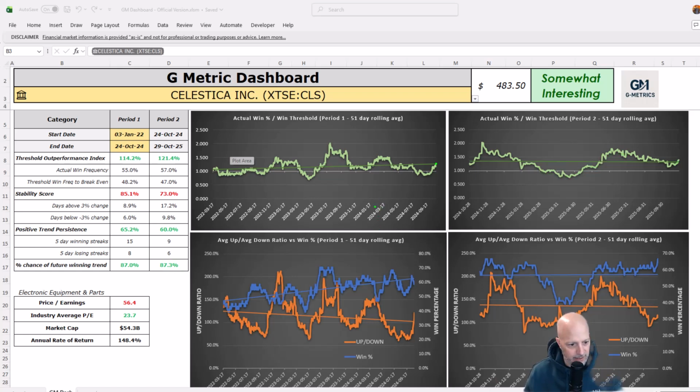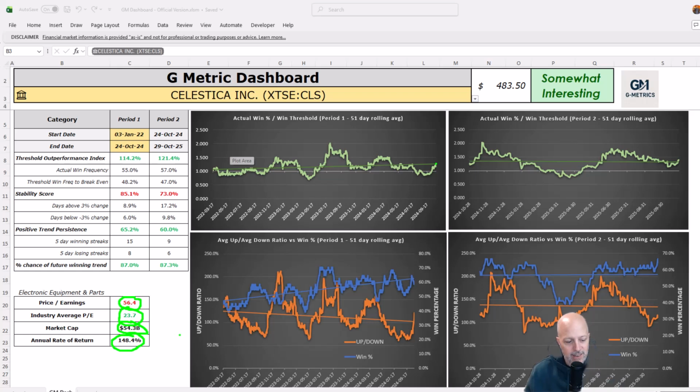Let's get those out of here right now. I got some basic fundamentals over here. We got a price per earnings of 56.4 for Celestica. The industry average is 23.7. Market cap of $54.3 billion and an annual rate of return of 148.4%.